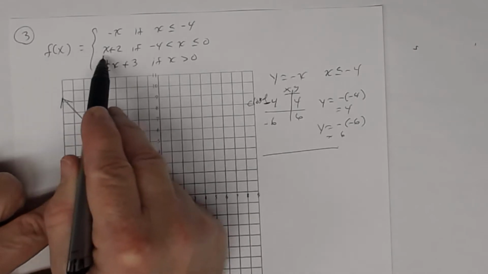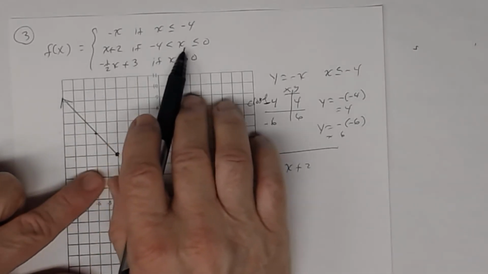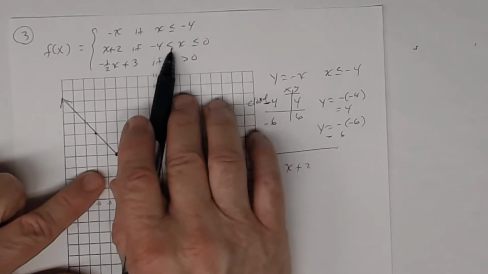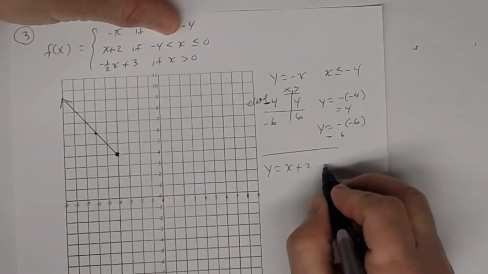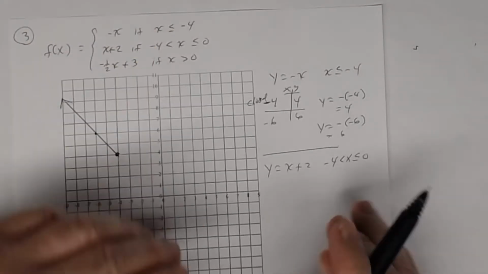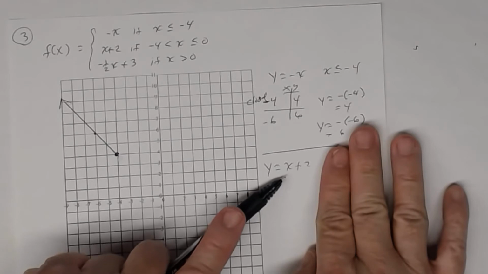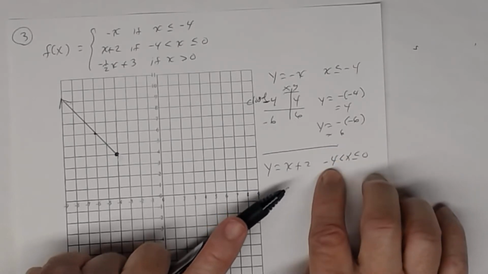The next one says y equals x plus 2. So let's graph that piece. But remember, our restriction of the domain is from negative 4 to 0. Notice there's no equal sign on one side, and there is an equal sign on the other. So let's talk about what to do when you see that: negative 4 is less than x, which is less than or equal to 0. Without the restriction, this is linear, so that's a line. But there is a restriction, and my domain only exists between negative 4 and 0.